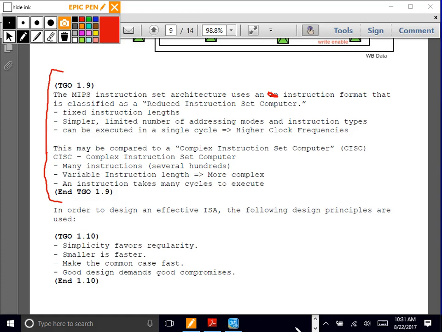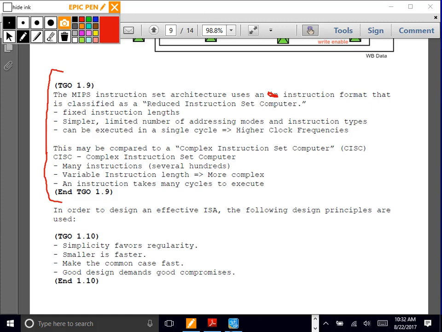So there's pros and cons to this. RISC is simpler, with a limited number of addressing modes and instruction types. So instead of having to design a number of different adders, I just have one adder and I perform them faster, right? So that's where the high performance execution of compiled code comes from, the basic philosophy. And it can be executed in a single cycle, therefore you have higher clock frequencies. So one cycle, execute A plus B, one cycle, we put it in the temporary register, the next cycle, I add the temporary register and C and store it in D. So that could be two cycles.